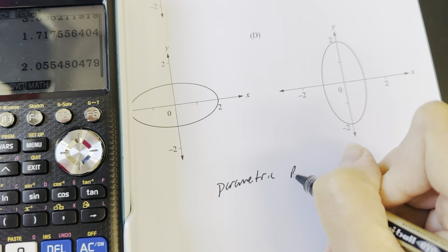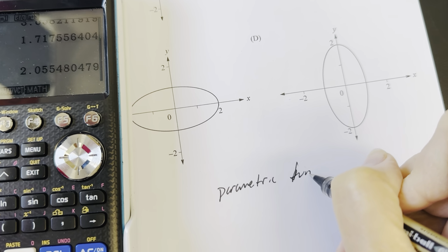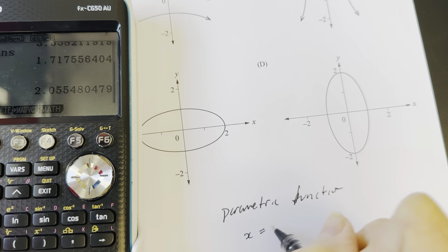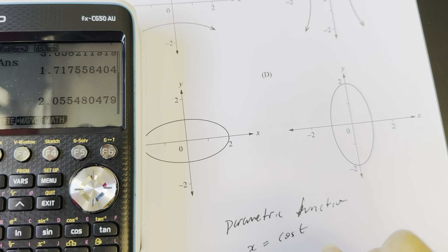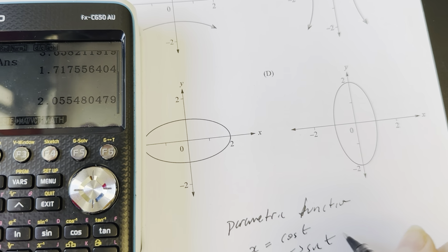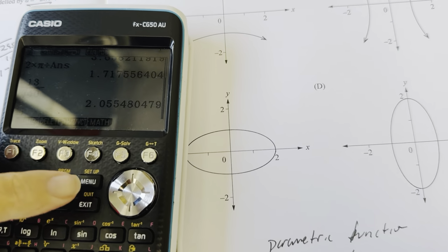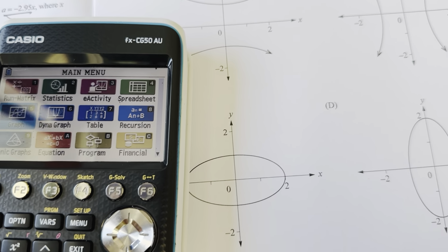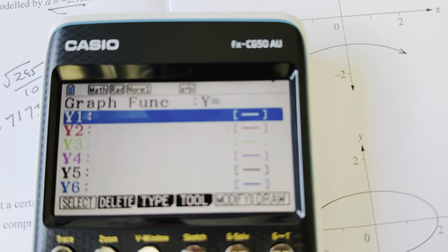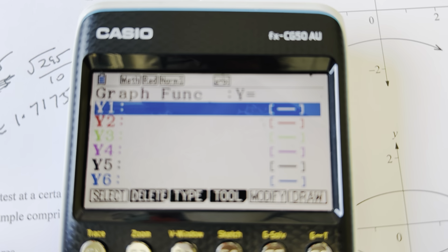parametric functions or equations, whichever you want to go with. x equals cos t, y equals negative 2 sine t. Okay, so they're my two. Break it down. So I'm going to go to my menu, I'm going to go to graph. Now I'm going to do parametric, which is my type.